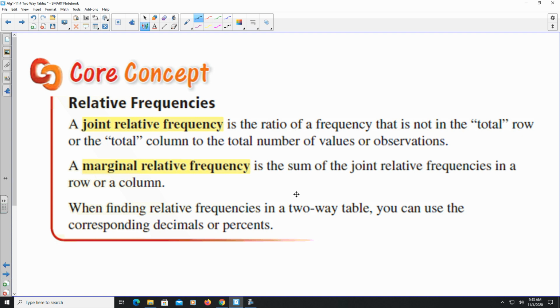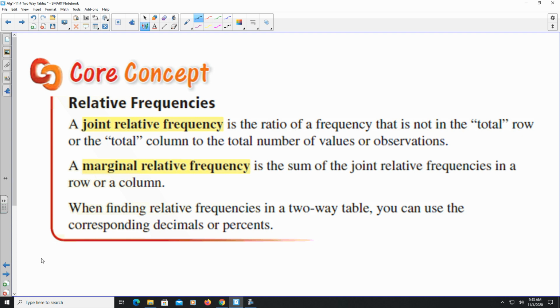All right. Some other concepts that we're going to look at. One of them is joint relative frequency. Joint relative frequency is the ratio of frequency that is not in the total row or not in the total column to the number of values or observations. And then marginal relative frequency is the sum of the joint relative frequency in a row or a column. When you are trying to find relative frequency in two tables, you can use corresponding decimals or percent. So either one is fine.